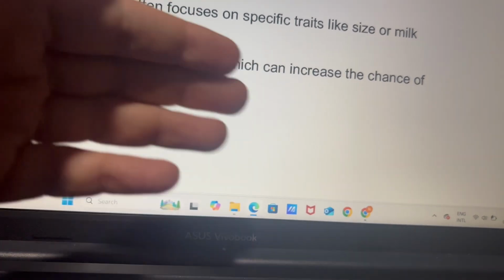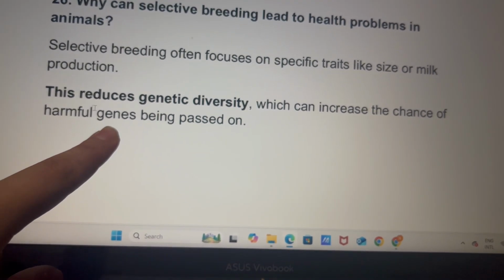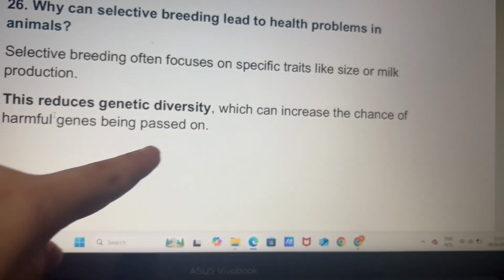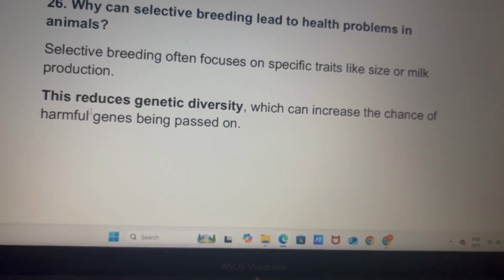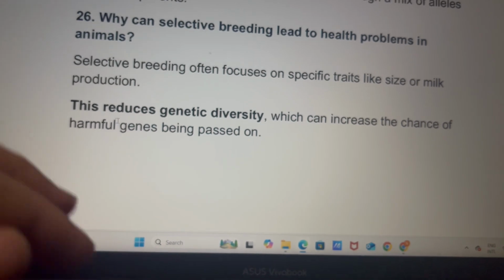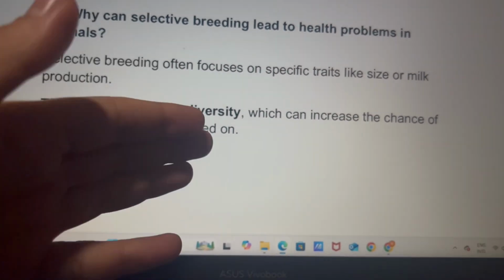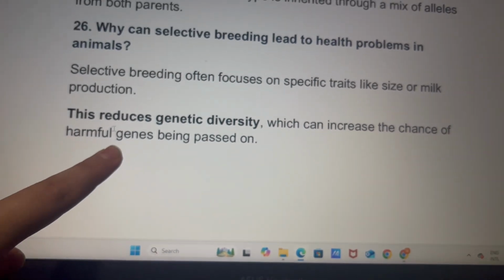That's why it increases the chance of harmful genes. Imagine that you chose the cow that produces a large amount of milk, but it has the gene of a harmful disease, and you keep passing on this disease again and again over generations. So they all have the same disease. While multiplying a good trait, you actually multiplied a very bad trait by mistake.